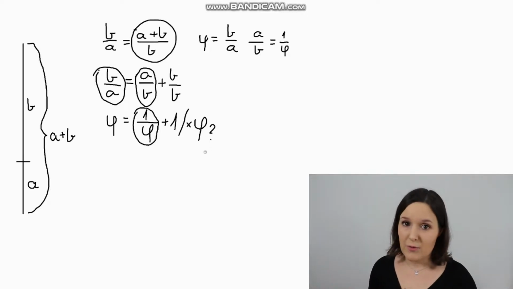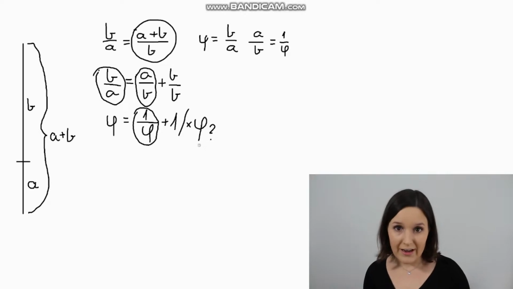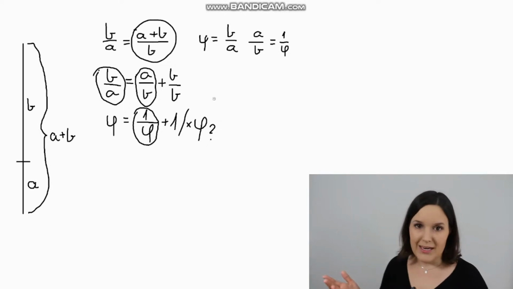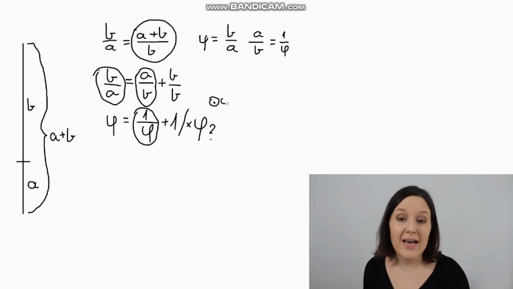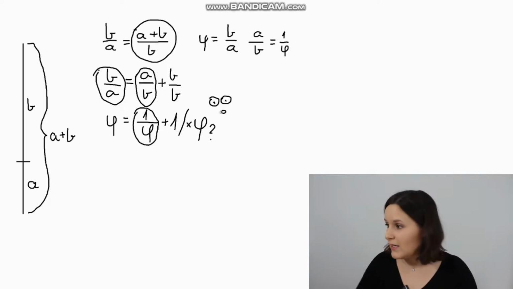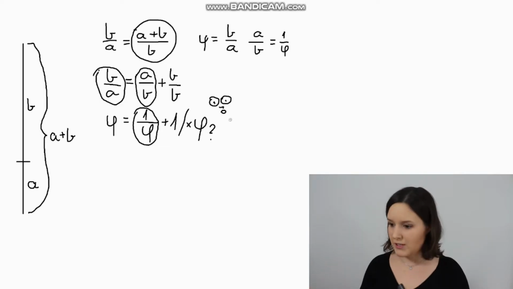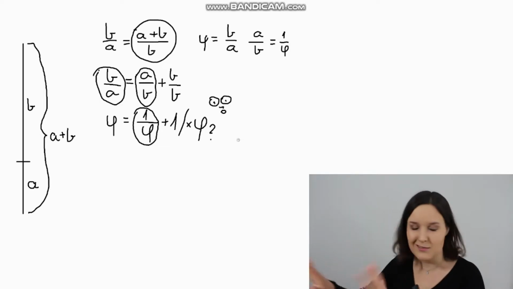Multiplying both sides of the equation by phi might be dangerous. Because phi represents a number, I can't multiply both sides of the equation by any number. I can't multiply by 0 because I will just destroy the whole equation. It will be just 0 equals 0. This doesn't make sense.